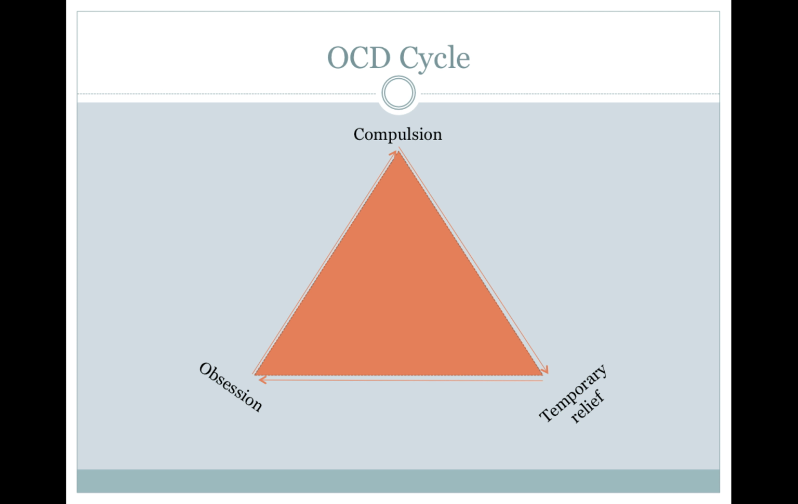So what happens is, as individuals with OCD continue to have obsessions, if they continue to do compulsions, they're feeding that cycle. And it will become a cycle of obsession, compulsion, temporary relief, obsession, compulsion, temporary relief. In order for us to help them manage their OCD, we've got to break that cycle.